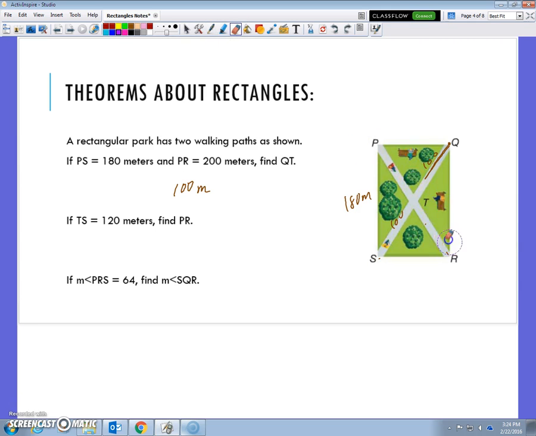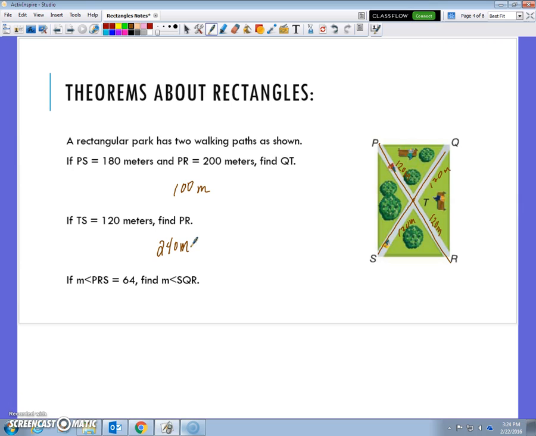Okay, let's take a look at scenario 2. It says if TS equals 120 meters, find PR. So if TS from this middle point here is 120 meters, find PR, which is this entire diagonal. Well, I know that if this is 120, this is 120 as well because it's bisected. And so the total length would be 240 meters, or 120 and 120 here would be additionally 240 meters. So PR, which is the entire diagonal, will be 240 meters.